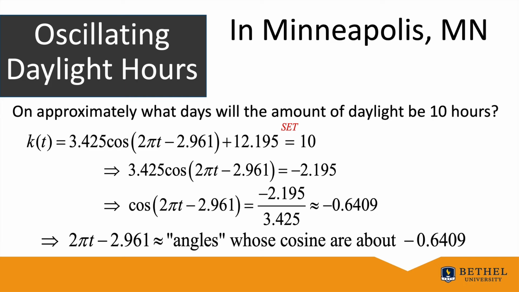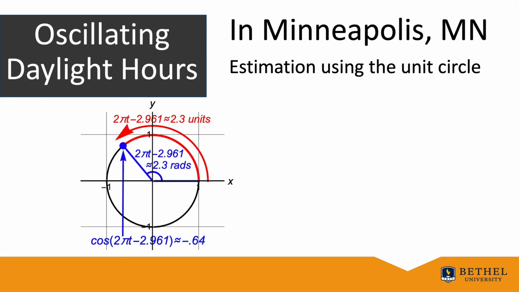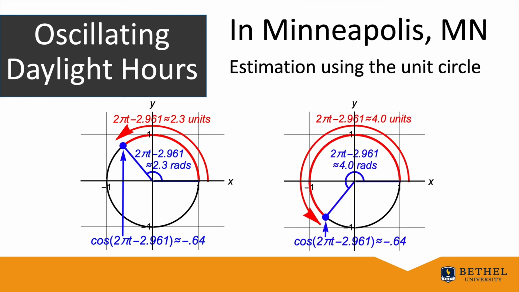You might say then that 2 pi t minus 2.961 must be numbers that are, quote-unquote, angles whose cosine are about negative 0.6409. One way to estimate answers is to use the unit circle. Thinking back to our old friend Trig Bug, we're after points on the unit circle whose first coordinates are about negative 0.64. One point looks like this and corresponds to an angle of about 2.3 radians. Another point is the reflection of the first point across the x-axis and corresponds to an angle that's about 4 radians. In fact, 4 radians is about 2 pi minus 2.3 radians.